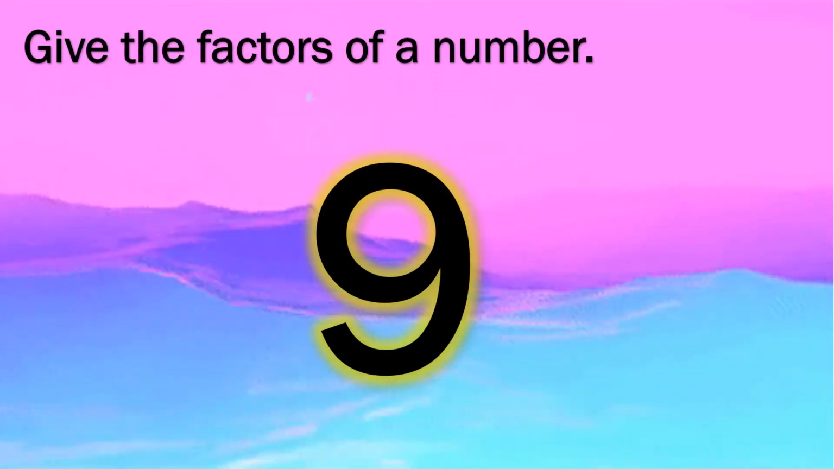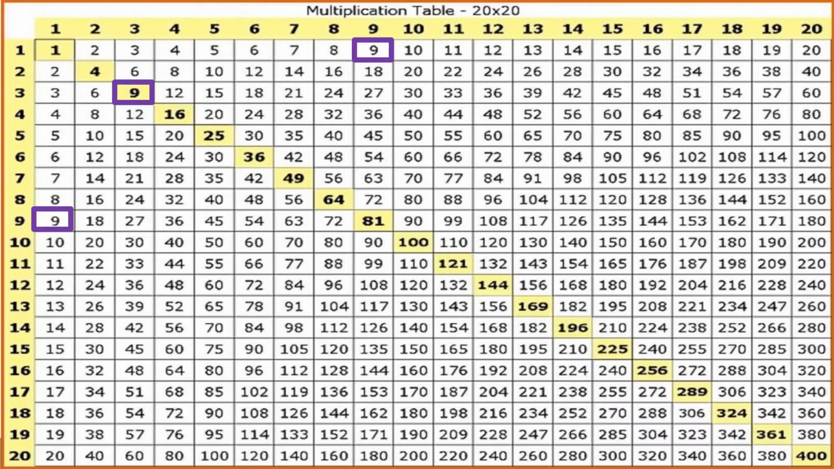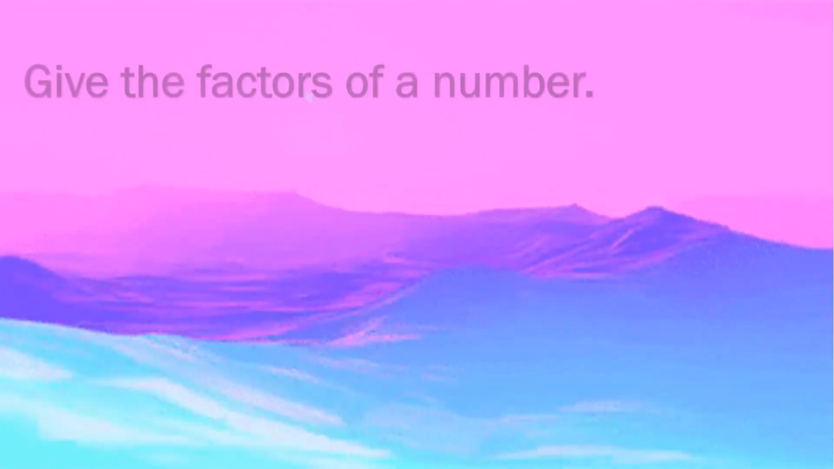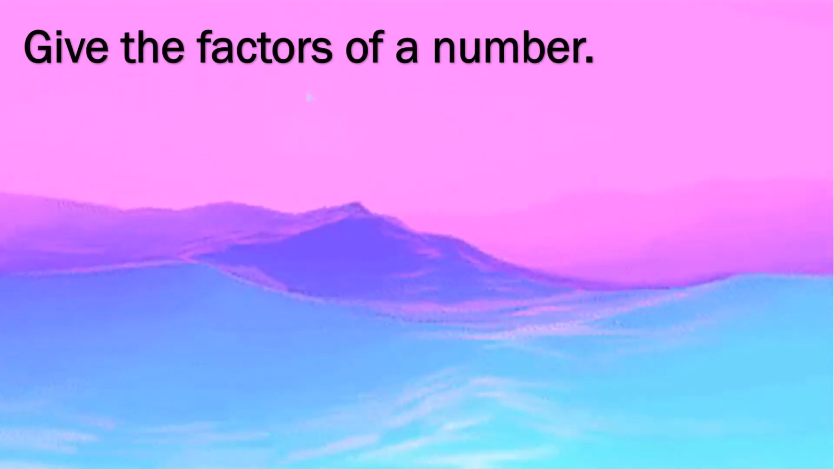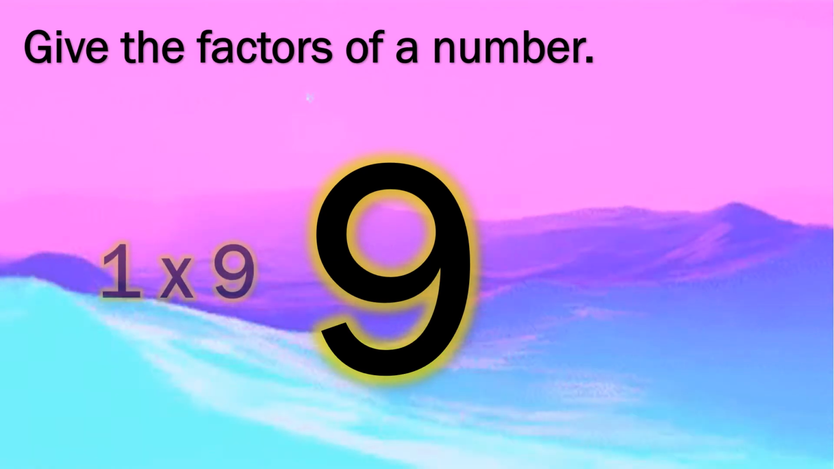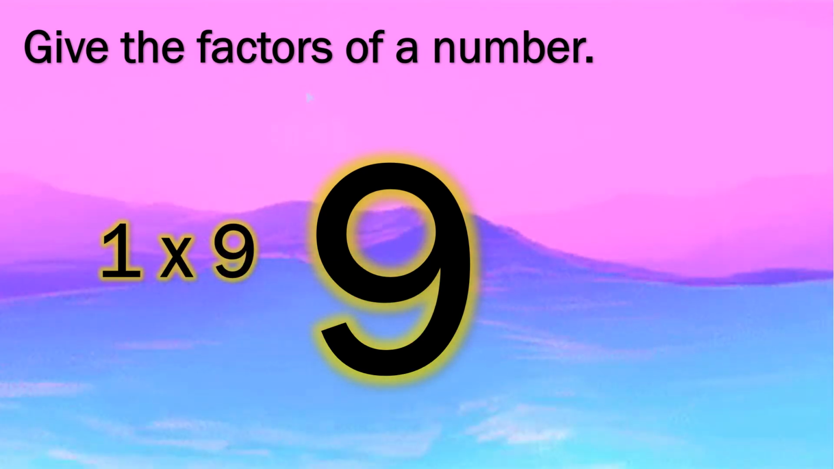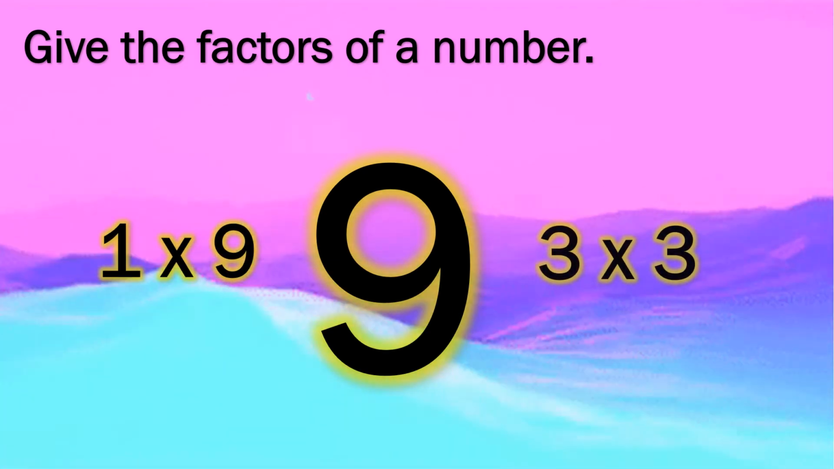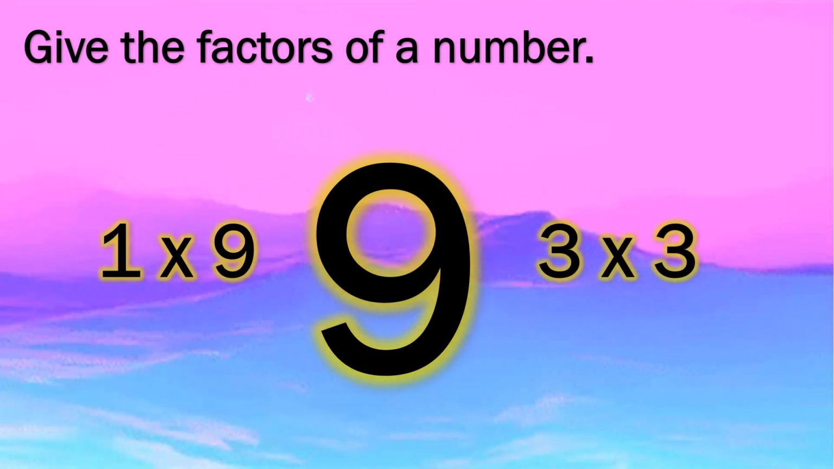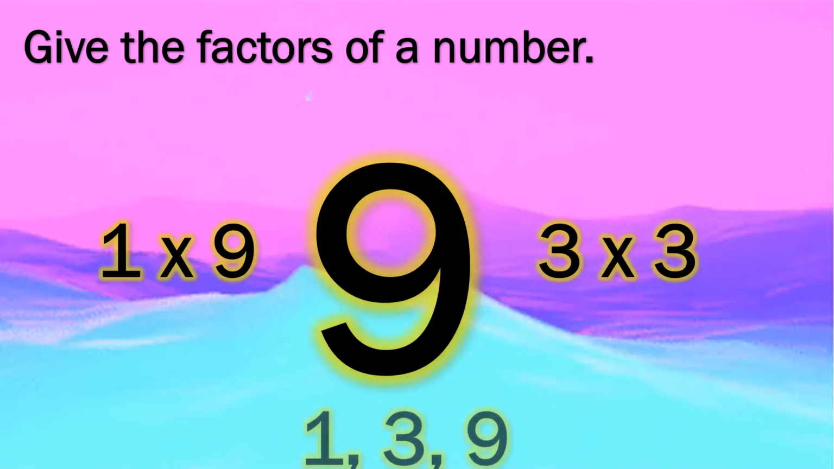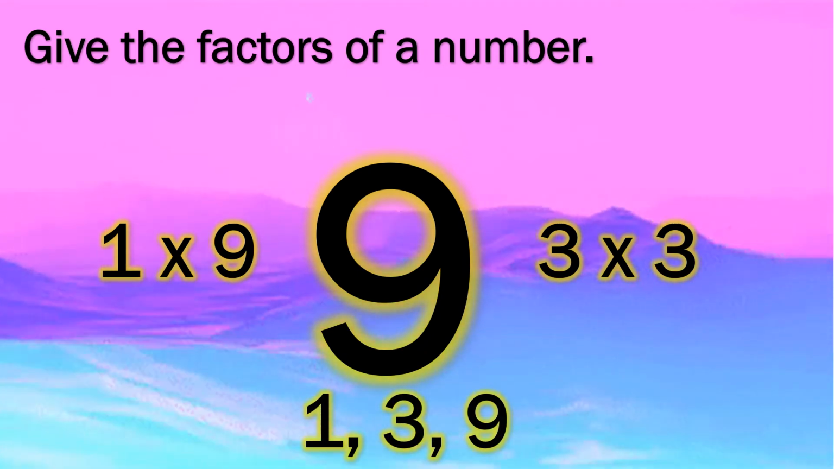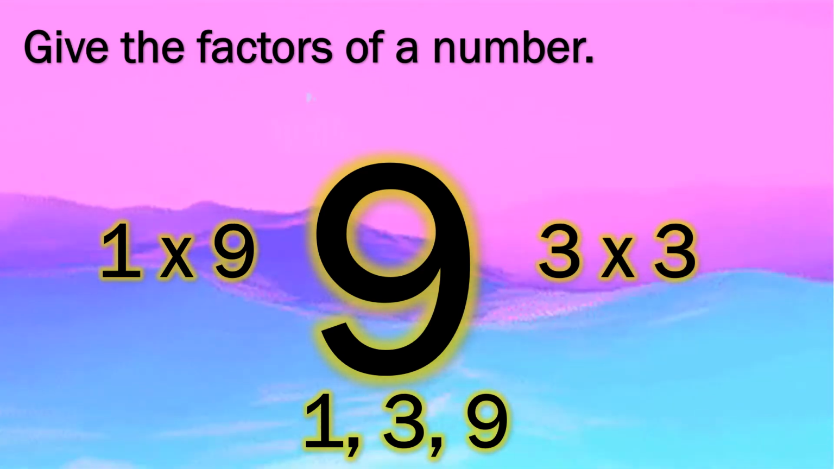So we have 9. By looking into our multiplication table, we have only 1 times 9 and 3 times 3. Okay? So the factors of 9 are 1 times 9 and 3 times 3. So that's it. The factors are 1, 3, and 9. Okay. Next.